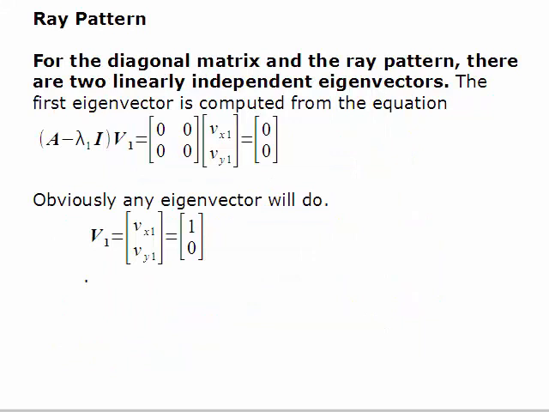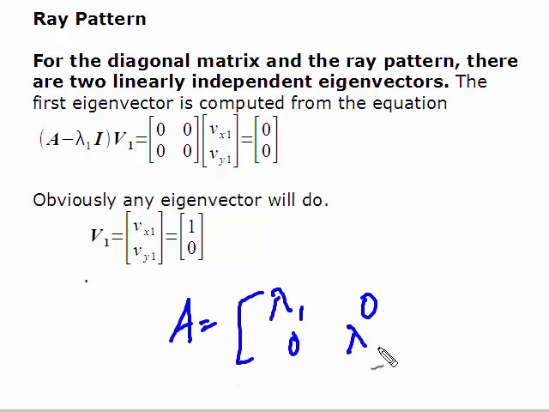So we'll do the ray pattern first, and here is the coefficient matrix, and I'm leaving the subscript 1 on the eigenvalue to remind us that there is only one of them. You don't need it, you could just write lambda. Okay, so here we have this diagonal matrix and we need to find the eigenvector.